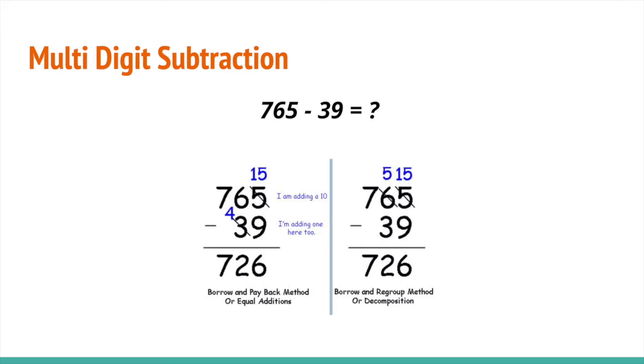In this case, 765 minus 39, 5 is not enough to subtract 9. So we have to borrow from the next digit, which is 6. Since we're working with a base-10 system, a decimal system, we borrow 10. So our 5 becomes a 15. Then we rewrite our 6 into a 5. Or you can regroup the number, changing the 3 on the bottom into a 4, and then do our subtraction: 15 minus 9 and 5 minus 3, and obtain our final answer, 726.